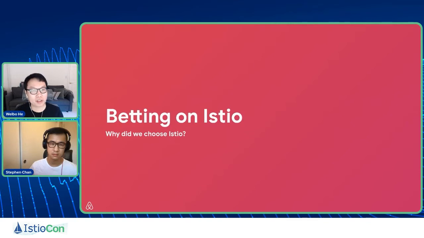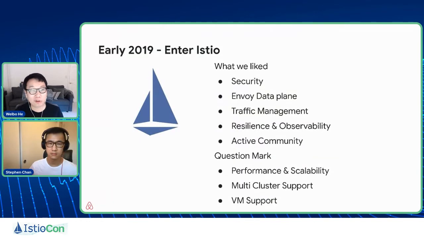After a few rounds of research, Istio quickly came up as the top contender. We really like the comprehensive security solution provided by Istio. Being able to continue to use Envoy as the data plane proxy is also a key selling point for us. Istio's rich features would save us a ton of time reinventing the wheel. And last but not least, we like the active and engaging Istio community. At the time in 2019, we also had a few concerns, including performance and scalability, multi-cluster support, and VM support.